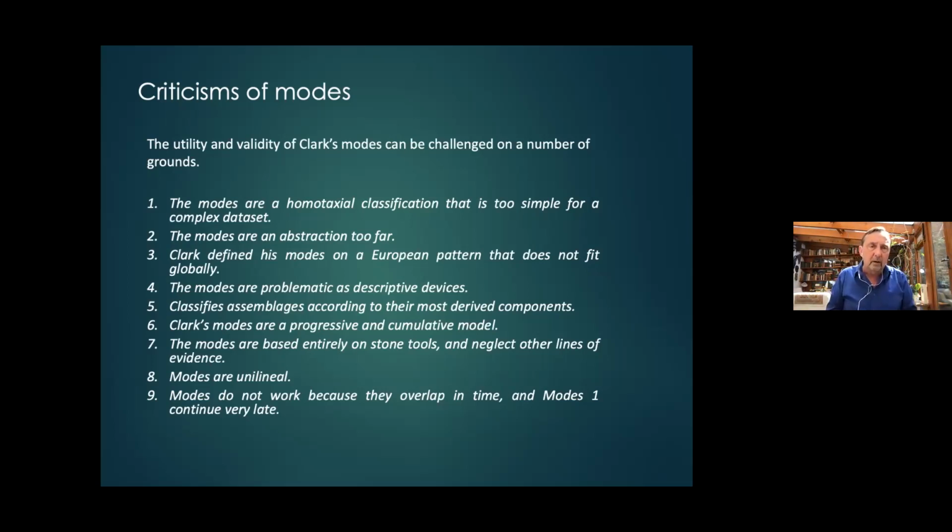And then, of course, Clark himself, I'm sure, probably did think this. They were seen as a progressive and cumulative model. You're building on one technology on the others. And of course, in this case, I think it's a good thing. Modes are based entirely on stone tools and not trying to bring together an overall multi-technological sense of modes. And the modes are seen as a unilineal pattern, and when you plot them out, modes are chronologically messed up. I think it's fair to say.